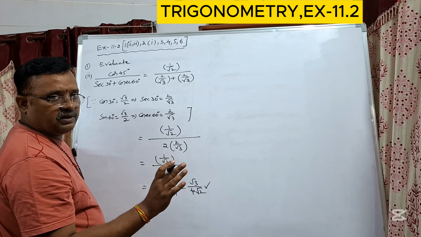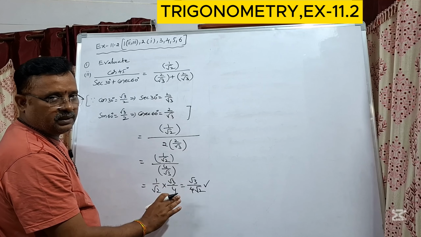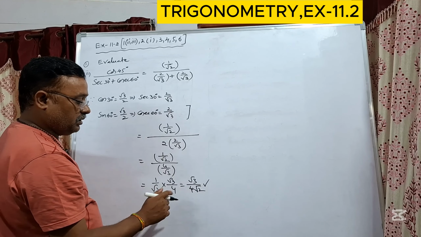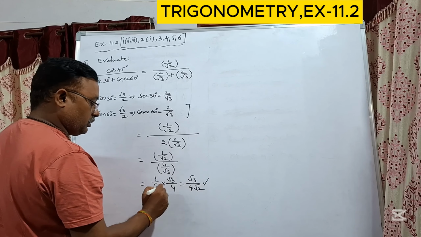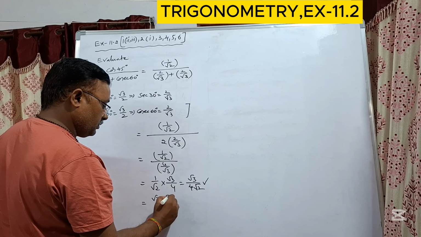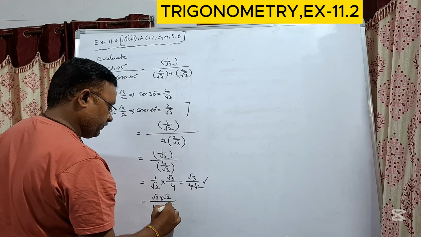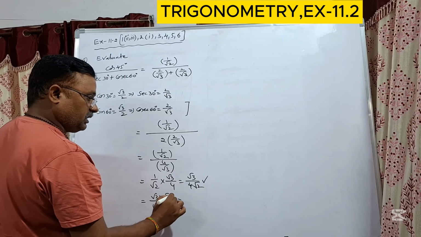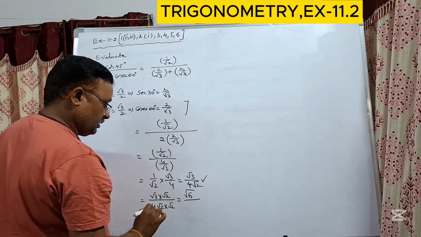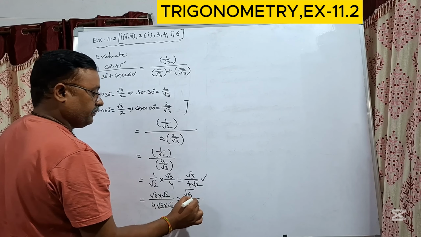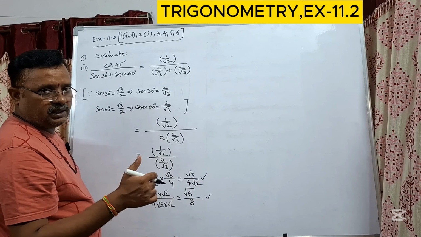But in the standard form of rational numbers, roots cannot be left in the denominator. So if you want to apply that rule, multiply with root 2 and root 2 here. Then this will become root 3 into root 2 by 4 root 2 into root 2 will come. This will become root 3 into root 2 is root 6 by 4 into 2, 8. So this is the answer, or you can also write like this. Okay?